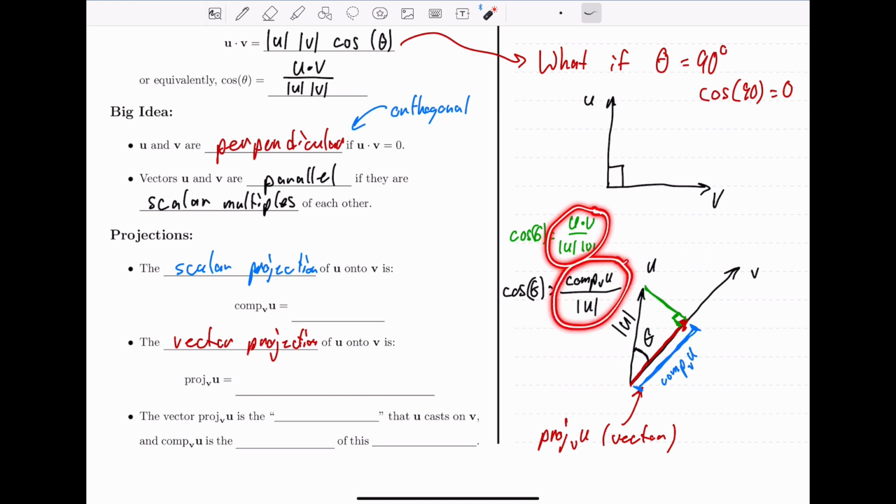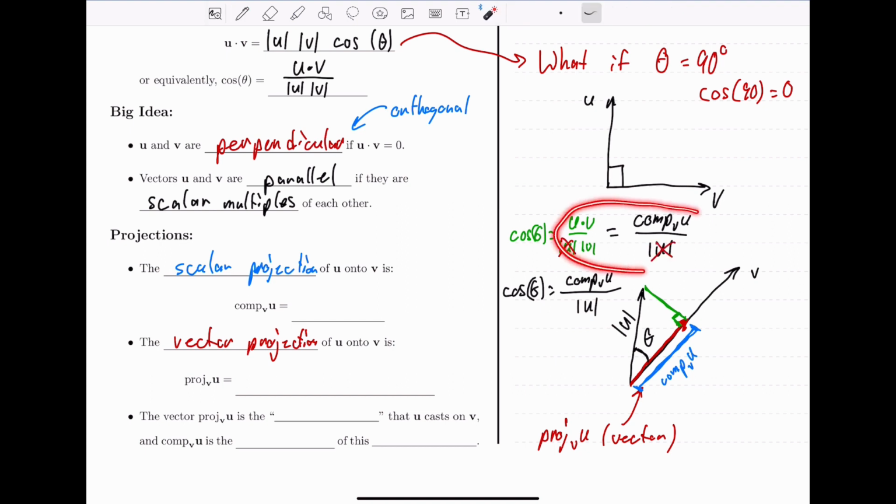I'm going to set these equal to each other and solve for the value of the scalar projection. So this equals cosine of theta, but here's another equivalent form for cosine of theta. So I can write this as equal to the scalar projection divided by the magnitude of u. I want to solve for the scalar projection to find this formula. Well, I can multiply both sides by the magnitude of u, and notice I have that in the denominator on both sides, so that's just going to cancel on both sides.